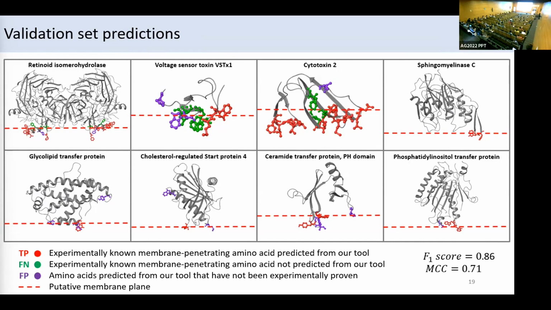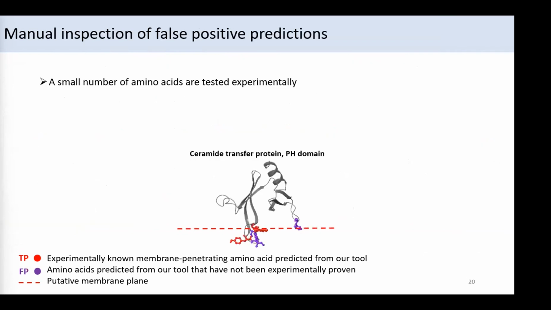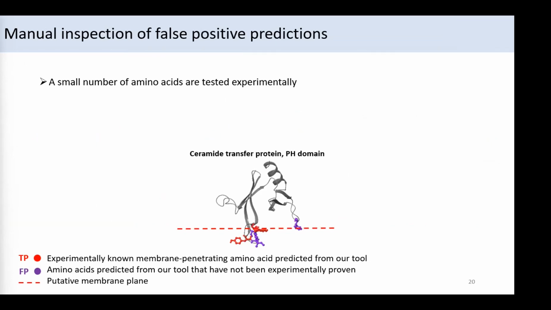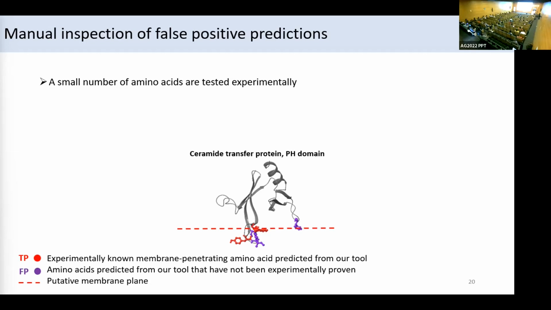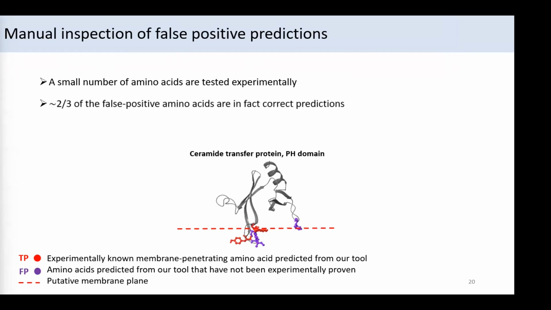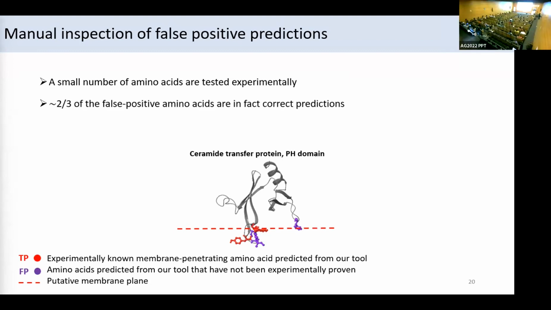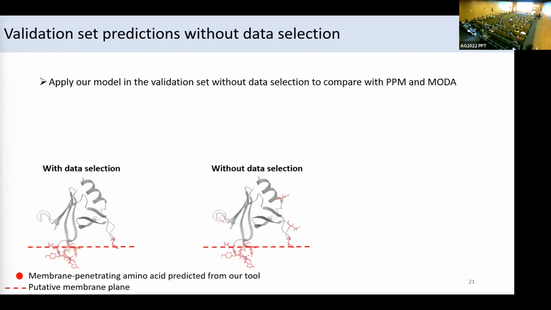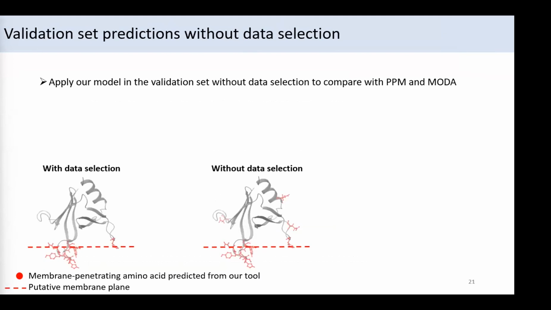We can see that many false positives are indeed nearby the true positives or in line with the membrane, and these are actually true positives, but these were not experimentally tested in the literature, so I initially labeled them as in the non-penetrating class, but they are actually in the penetrating class. And indeed, approximately 2/3 of the false positives are in fact correct predictions, which increases our score.